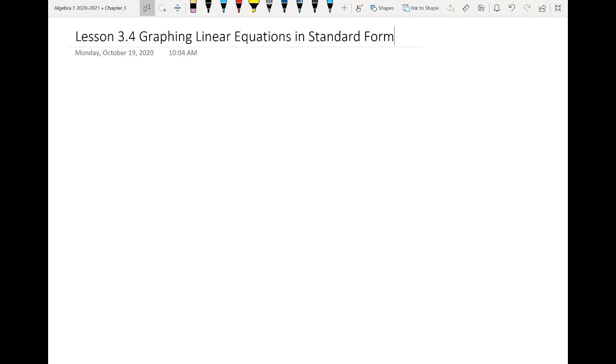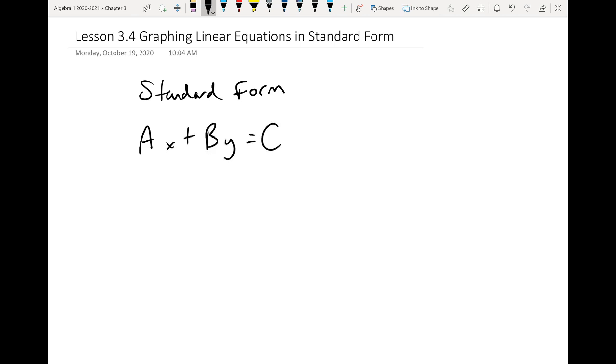We're going to be working today on lesson 3.4. We're going to discuss a different methodology for graphing. When we have the standard form of an equation, it looks like this. We have discussed already the function form, which is very similar to slope-intercept. And the standard form is capital A x plus capital B y is equal to capital C, okay?